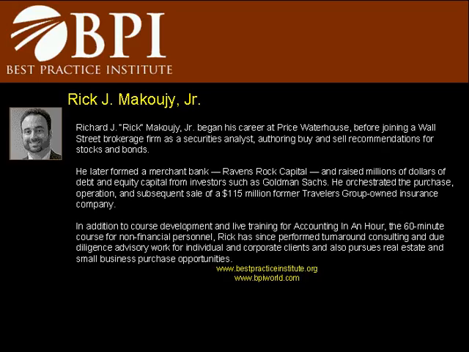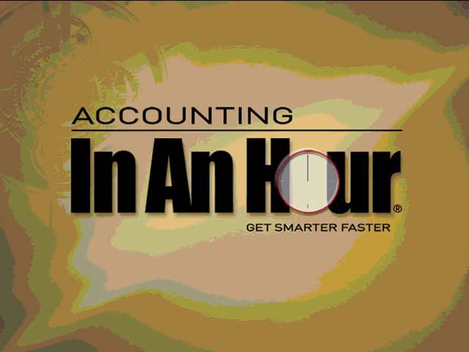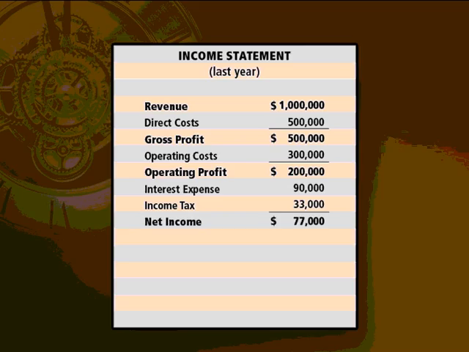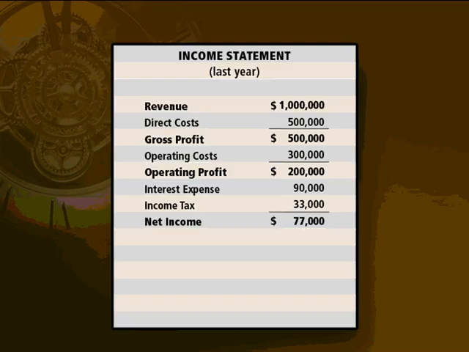To jump right in, a company's financial position can be summarized in two very simple financial statements, the income statement and the balance sheet. The income statement simply shows how much money you make over a period of time, and the balance sheet shows what you have and what you owe at a specific point in time.